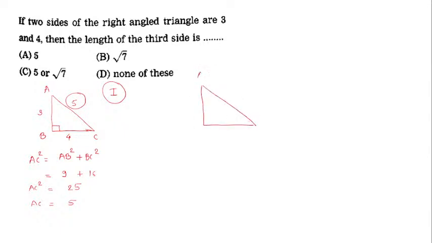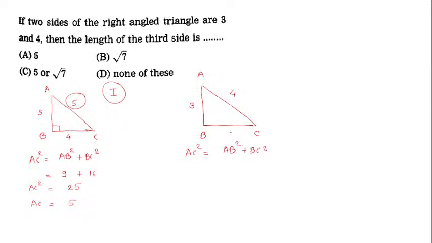Suppose this is triangle ABC again, where the length of segment AB is 3 and instead of BC, now AC is 4. Then what would be the answer? Now in this case we again have AC square equal to AB square plus BC square.